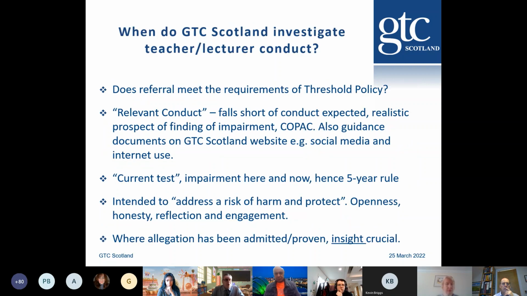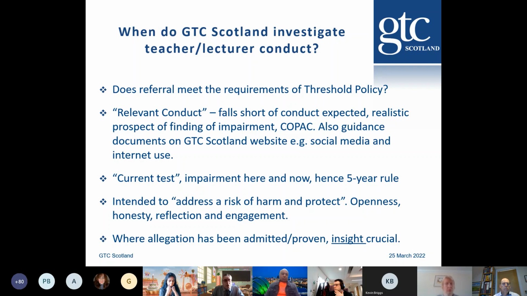So when do GTC Scotland investigate teacher or lecturer conduct? The very first thing we ask ourselves is, does the referral meet the requirements of the threshold policy? The threshold policy sets out what we would and would not investigate, and details a lot of the thinking that goes into those decisions. And as I've said, it's freely available on the website.